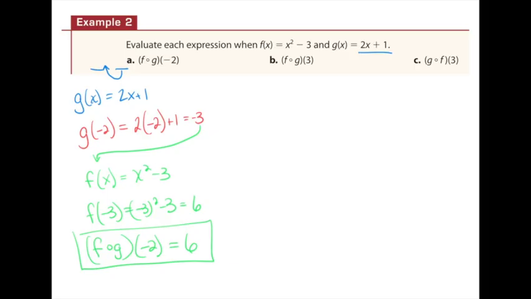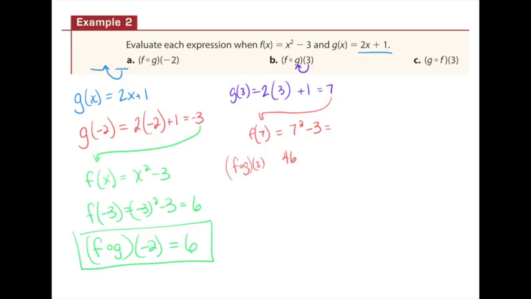Because you'll notice for the next two examples, I have f of g of 3 and then g of f of 3. If I start here, I'm going to put the 3 into g first. So I'm going to say 2 times 3 plus 1, that's going to be 7. I'm going to take that 7 and put it into my f function. So that's 7 squared minus 3. So I have 49 minus 3. I get 46 as my f of g of 3.